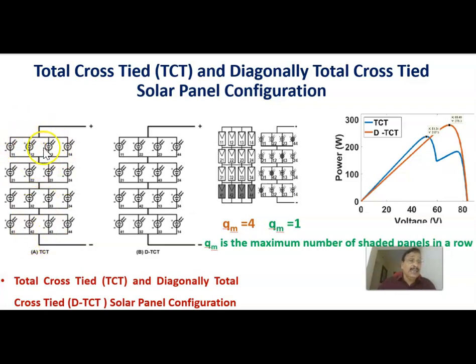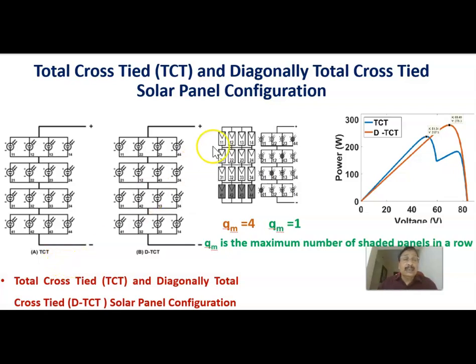There are 16 panels. There are 1 1, 1 2, 1 3, 1 4, 2 1, 2 2, 2 3, 2 4, 3 1, 3 2, 3 3, 3 4, 4 1, 4 2, 4 3, 4 4. Therefore, there are 16 solar panels, and in that one, radiation is coming like this. This type of connection, we call it total cross-tied connection, TCT connection.